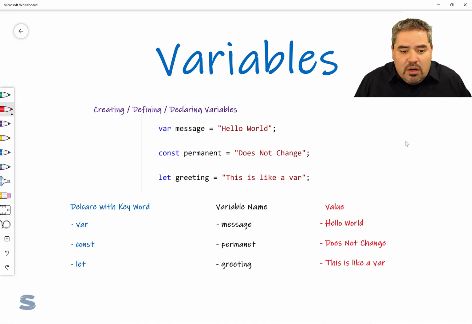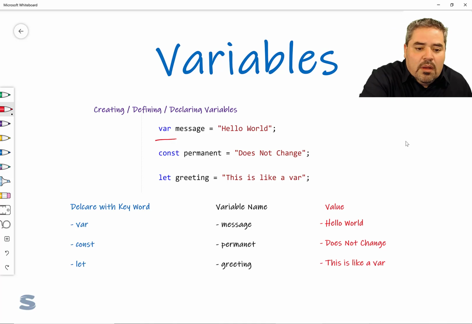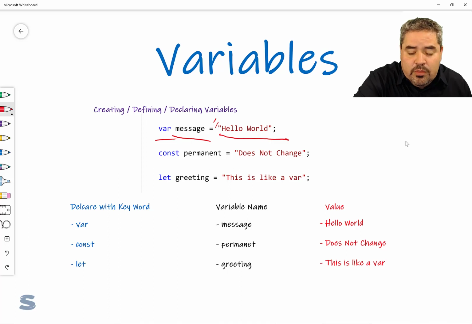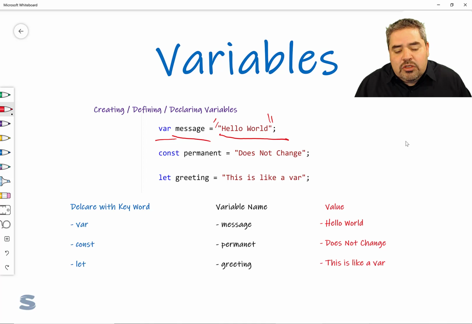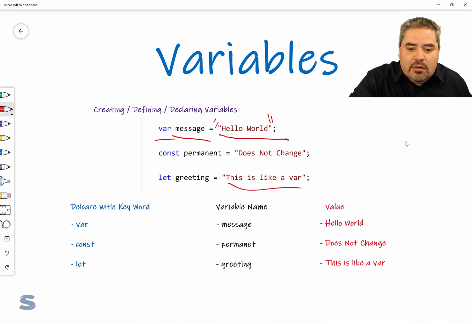So a var name. In the case of a string, we're going to say double quotes. We're going to start the string, write it, and then end it with double quotes. And so this is a string literal. We have 3 examples of string literals where they are literally this string. Hello world does not change. This is like a var, right? So those are those variables.